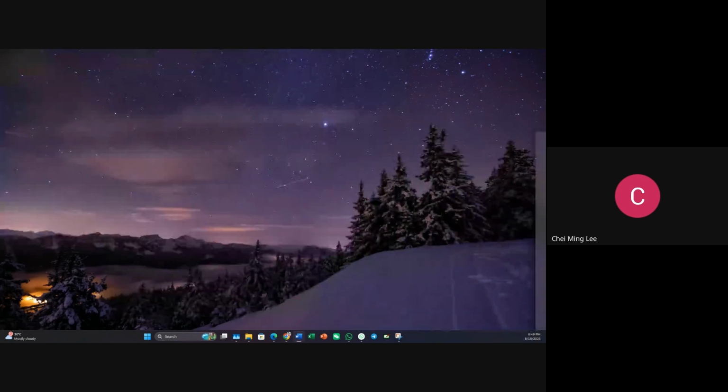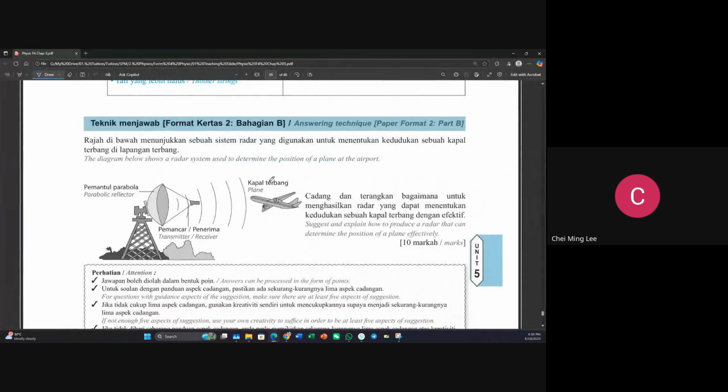All right, now let us see the next one. Now the diagram below shows a radar system which is used to determine the position of a plane at the airport. Okay, so this one is actually the radar. The radar doesn't look like this. This is just a drawing. They actually put it on top of the control center. You see, each, wait, let me show you.